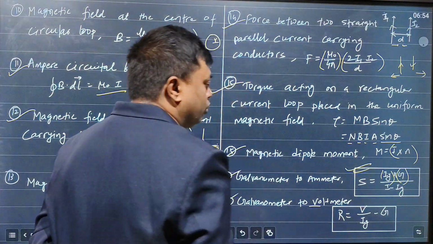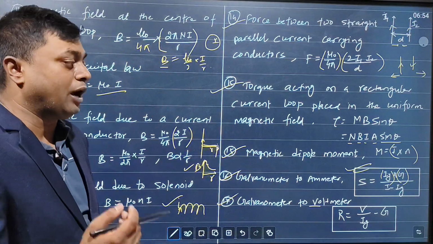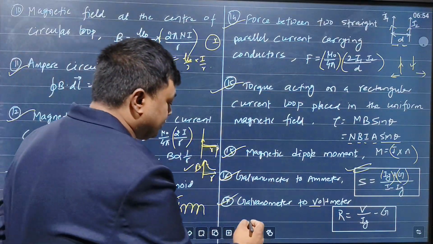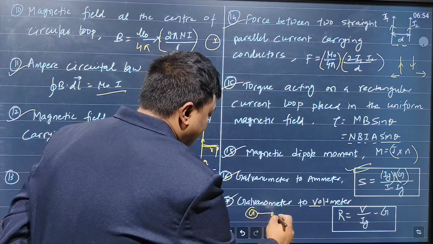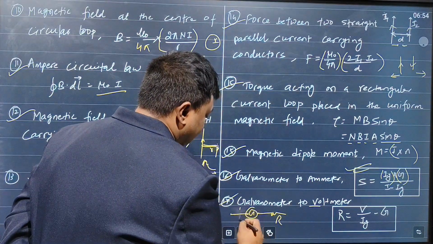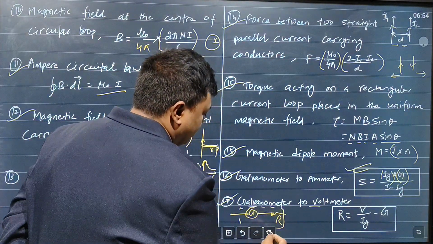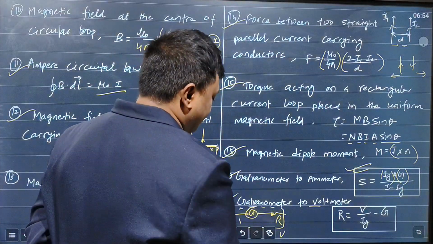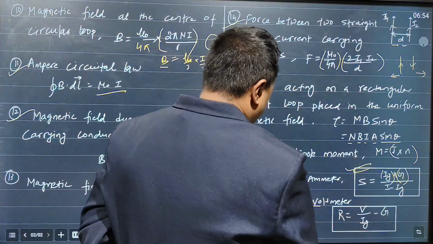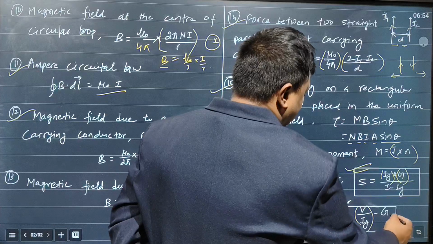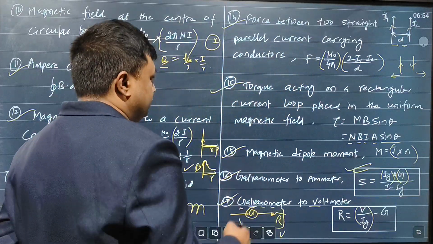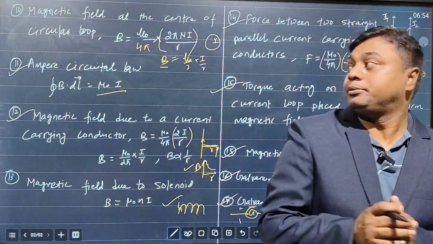Galvanometer to voltmeter. If you want to change a galvanometer into a voltmeter, we have to use a very high value resistor in series. So the galvanometer changes into a voltmeter. Here the value of R is equal to V upon Ig minus capital G. So these are all the important formulas of this chapter.